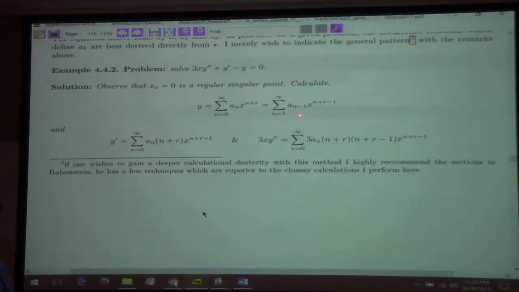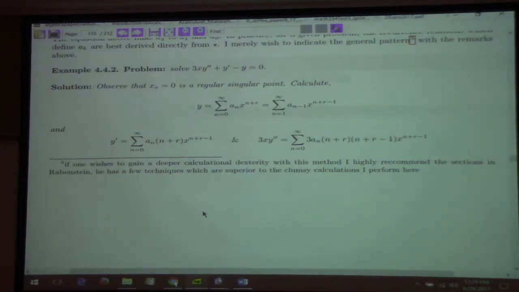Differentiate. I don't know why. Oh, it's because I changed n equals 0 to n equals 1 for some reason. Why did I do that? Oh, it's just the quirks of this one. It seemed more natural to me to do that. y' is this. 3x y'' is that.